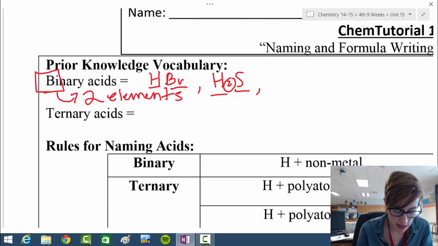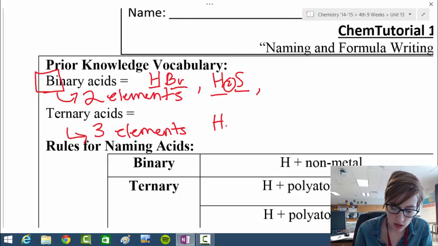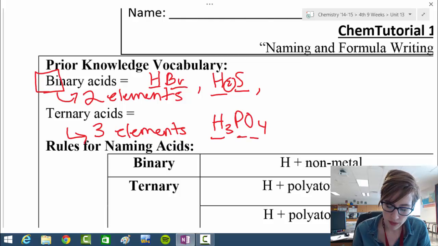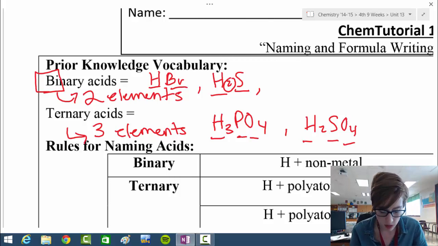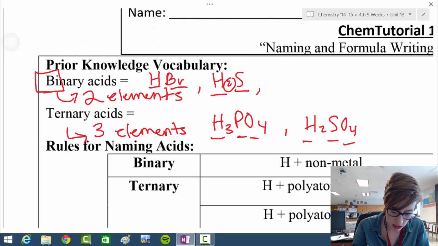A ternary acid is anything that has 3 elements. So for example, H3PO4, here I have 3 elements, H, P, and O. Another ternary acid would be H2SO4. So H, S, and O are 3 elements, so it's a ternary acid. So we're going to talk about how to name binary acids and ternary acids.